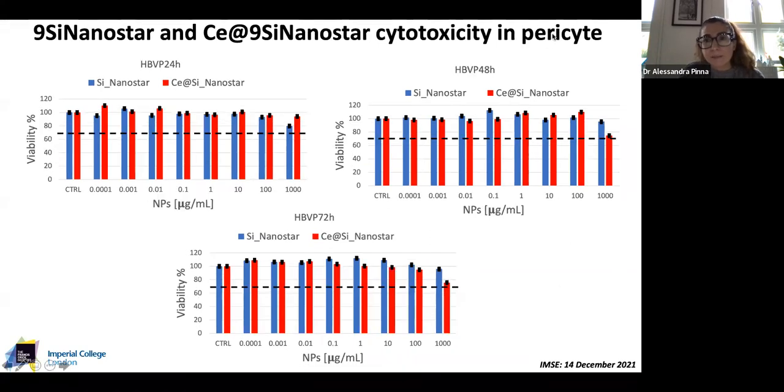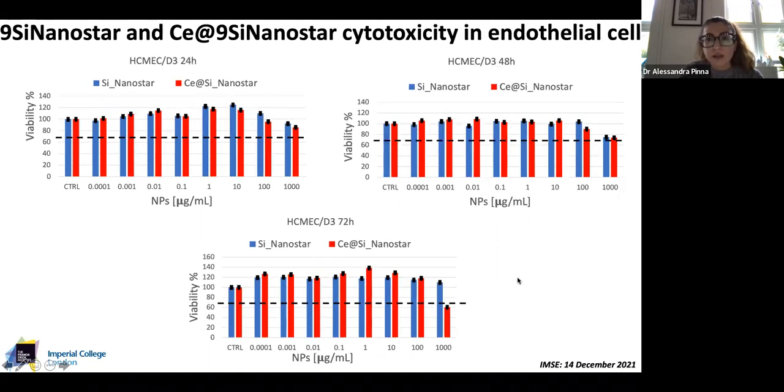In the pericyte cells, we can see that both nanoparticles are safe at all concentrations, but at the highest concentration, 1000 microgram per ml, after 72 hours of incubation they start to be toxic, especially the one containing cerium oxide.